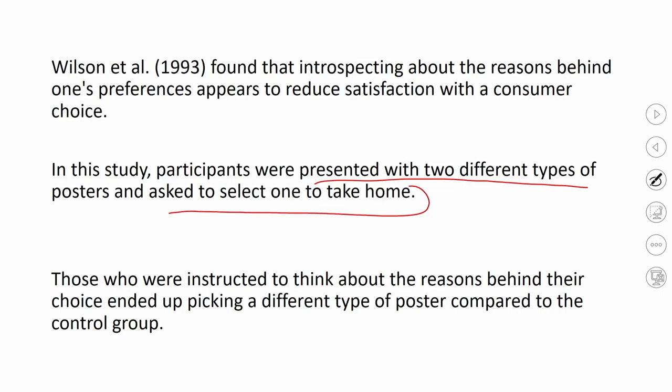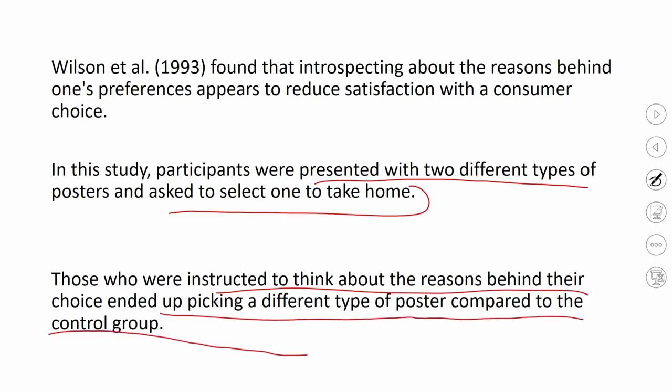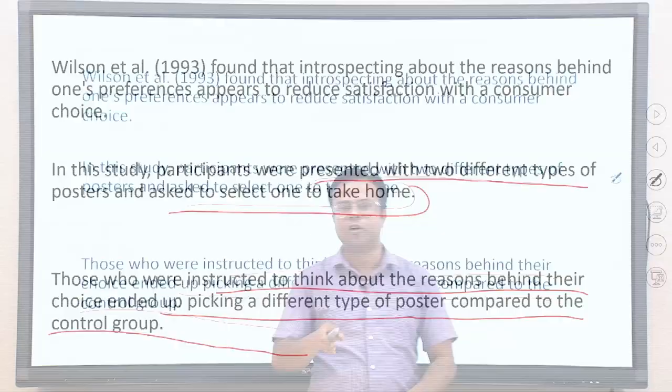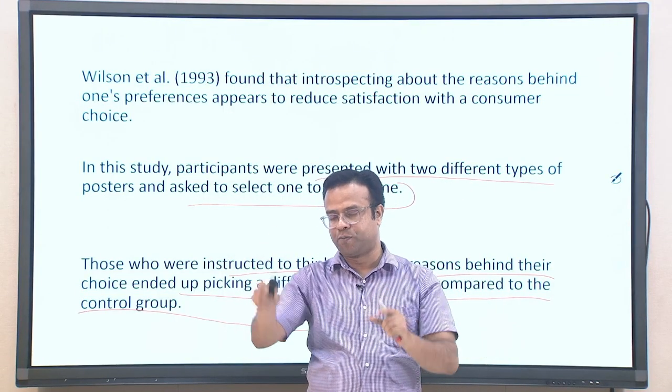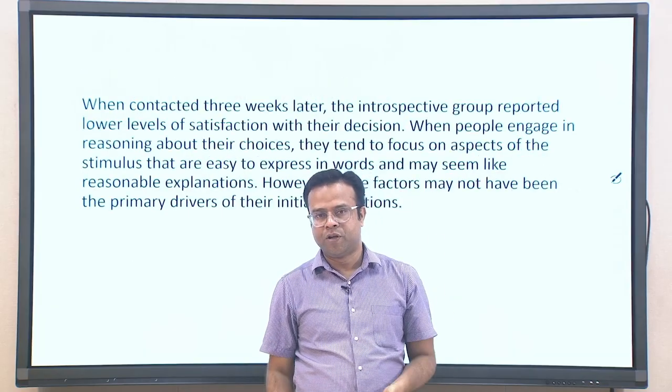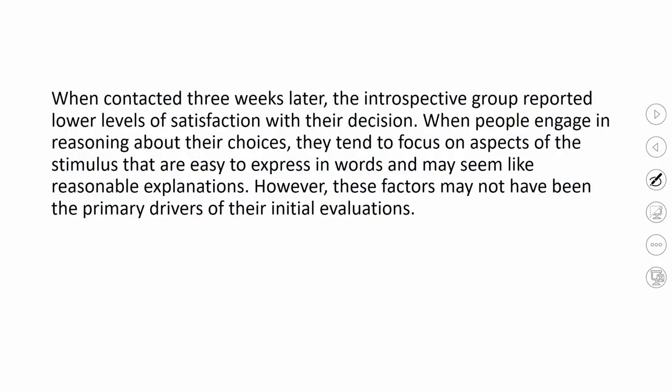They found that those who were instructed to think about the reasons behind their choice ended up picking a different type of poster compared to the control group who did not do much logical analysis. The choices were actually different. When they were contacted three weeks later, the introspected group, who made a lot of analysis, reported a lower level of satisfaction with whatever poster they chose to take home.